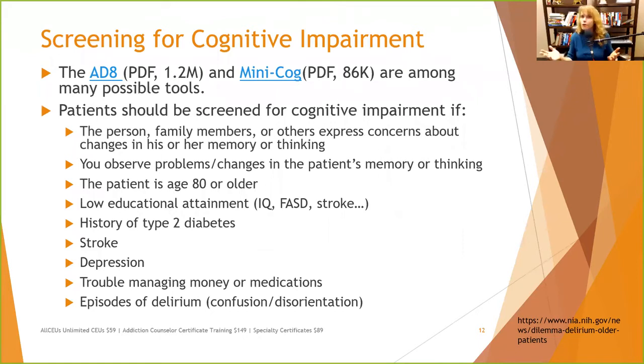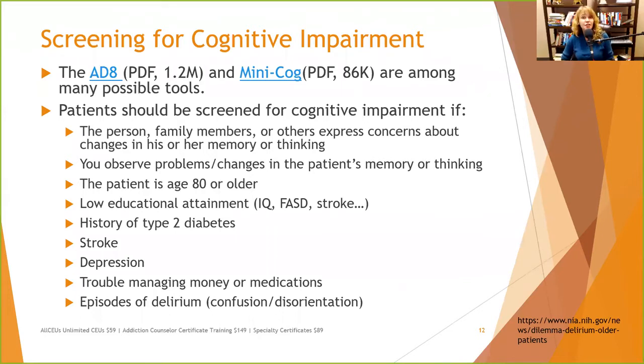So, what does educational attainment have to do with it? Well, we want to look at why did they have low educational attainment. They may have a low IQ, they may have FASD, which prevented them from achieving what they needed to do, which would rule out or lessen the concern about cognitive impairment now. Maybe they never were as perceptive as people with a higher IQ, for example.